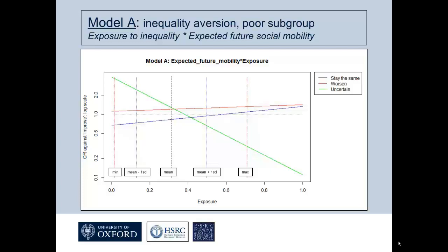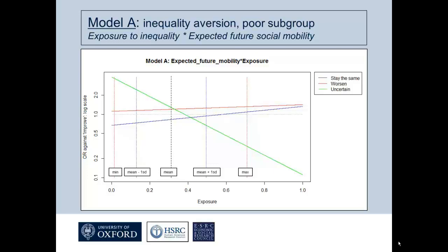Now, at the mean exposure of poor level, people who expect their societal position will improve over the coming years are not significantly different in terms of aversion to income inequality than people who think their societal position will stay the same or worsen or who are uncertain. Furthermore, there are no statistically significant differences in how exposure to inequality affects aversion to income inequality between people who think their social position will improve, stay the same or worsen.